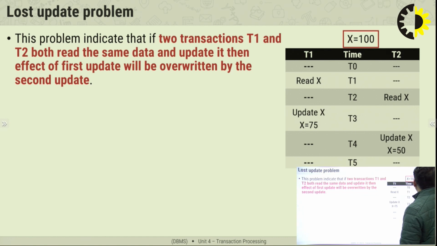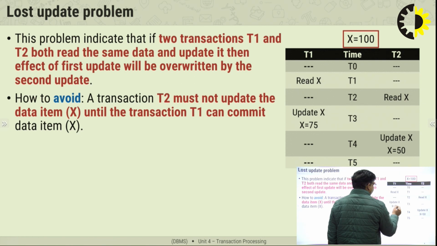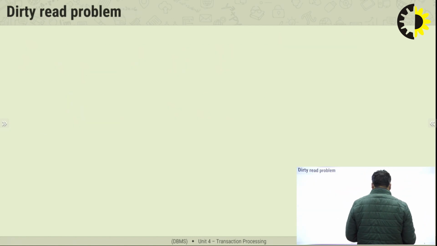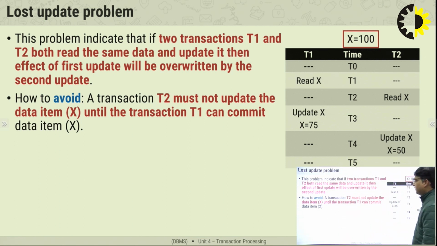Thereafter, read x by transaction T2. Thereafter we update the value of x. Now the updated value of x is 75. Next, the update is being applied by transaction T2. Now the value of x is 50. That is, the value has been overwritten by the second update.